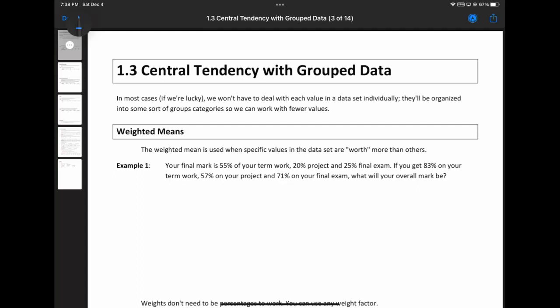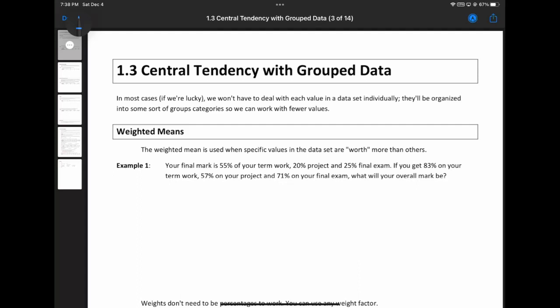In our last lesson, we took a quick look at central tendency for data sets. Today, we're going to extend that a little bit further and look at central tendency for grouped data. We're going to start off with specifically weighted means, which usually deals with fairly small data sets, but it's going to get into the idea of how these things work.